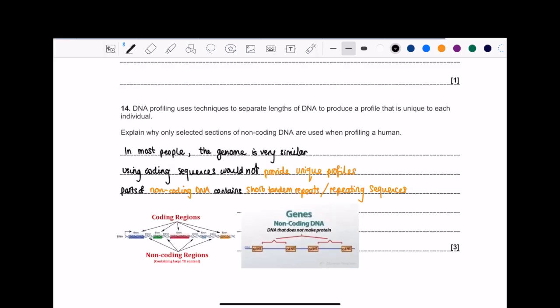Okay, so explain why only selected sections of non-coding DNA are used when profiling a human. Okay, number one, what is non-coding DNA? It's the part of the DNA that does not code or make a protein. And if you would like to know, approximately, I'd say 3% of the whole genome is non-coding. Essentially, the way I would rephrase this question is: why are we using non-coding, but why aren't we using coding sequences to profile a human?